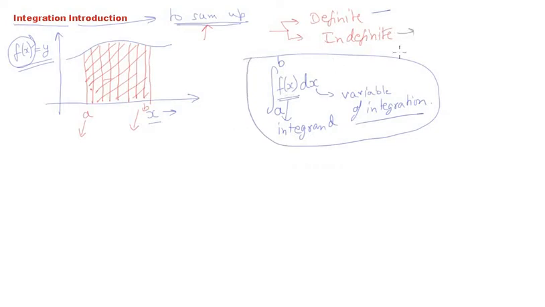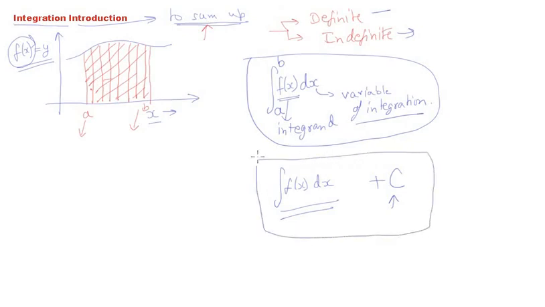And in an indefinite integral, the only difference is that we don't have limits a and b. So in an indefinite integral, we just have f(x) dx, and we will see that whenever we evaluate an indefinite integral, we actually have a constant of integration. This constant can be determined with some methods that you will study later, right? So this is called an indefinite integral.